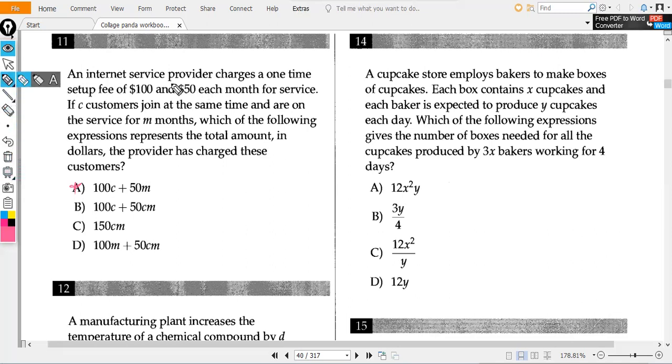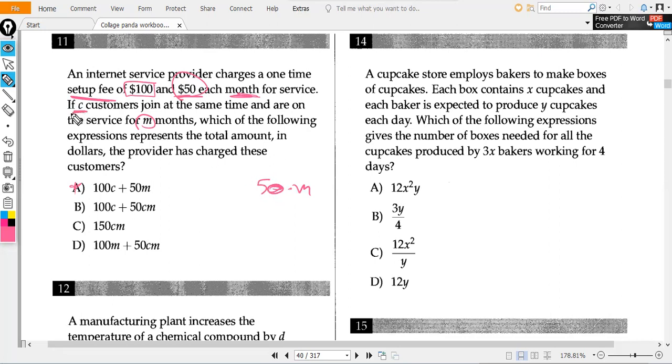An internet service provider charges a one-time setup fee, $100. Each customer will pay it just one time. And then each month, he will pay $50. Each month, $50. So it's normal. We will multiply this 50 by the number of months. So when we need to find the total cost, I will multiply 50 by the number of months.